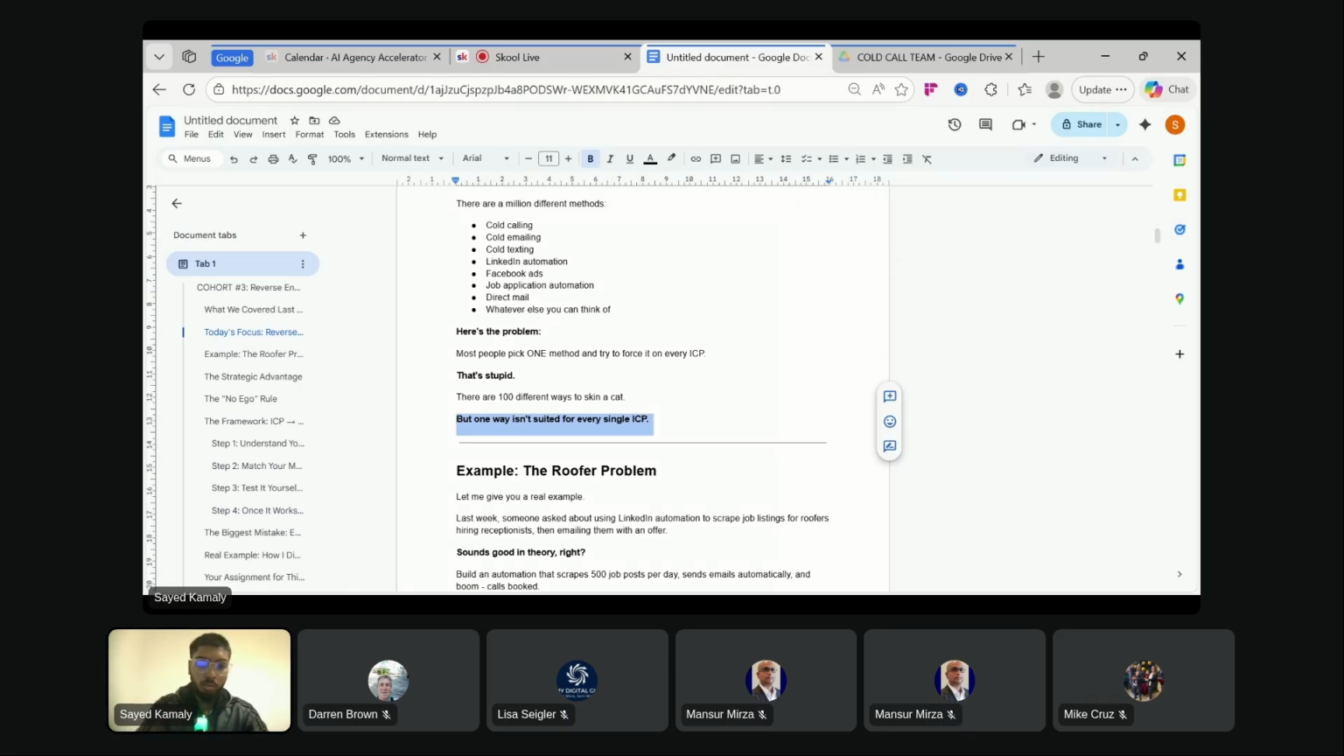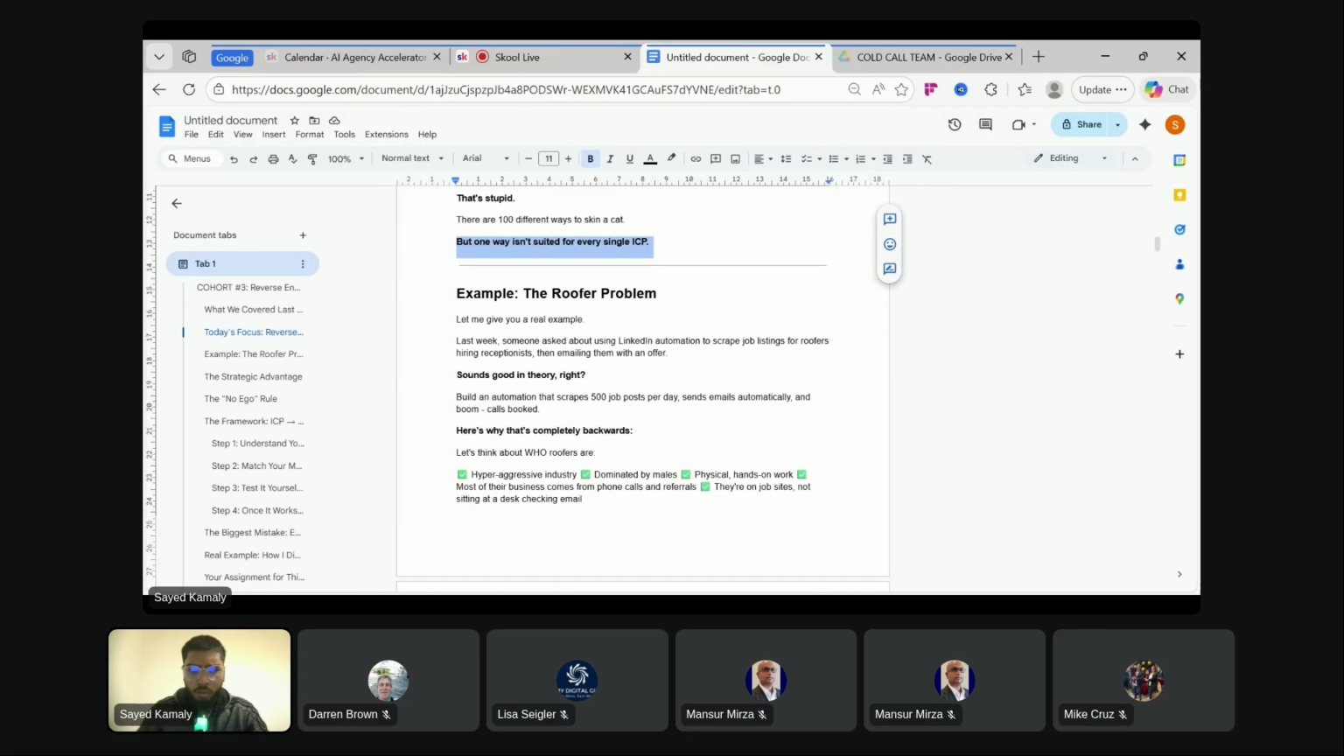Because last week, on our last call, without naming any names, we had a question which really sparked an idea in my head and made me want to go so much deeper on this topic. Let me give you guys a real example. Last week someone asked about using the LinkedIn automation to scrape job listings for roofers that are hiring receptionists and then emailing them with an offer.